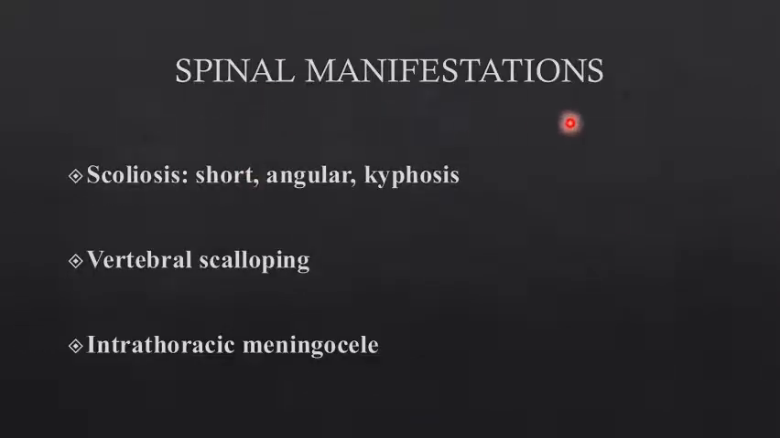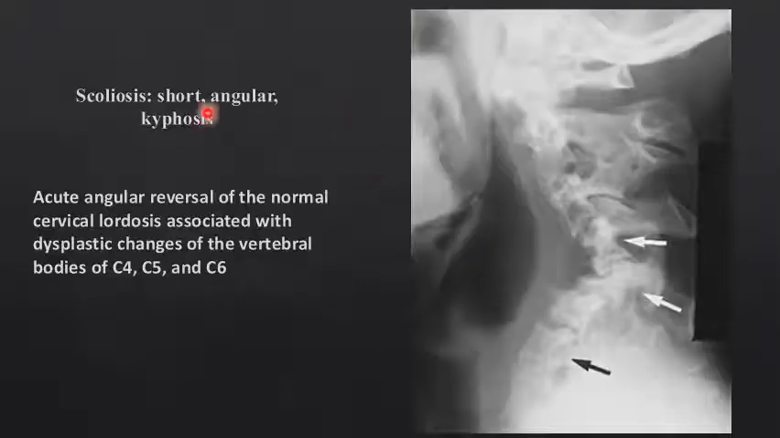Spinal manifestations. It mainly includes scoliosis, vertebral body scalloping, intrathoracic meningocele, and acute angular kyphosis. Acute angular kyphosis: here we can see that there is acute angular kyphotic deformity involving the cervical spine on the lateral view of a cervical spine. There are also associated dysplastic changes of C4, C5, and C6 vertebral bodies.